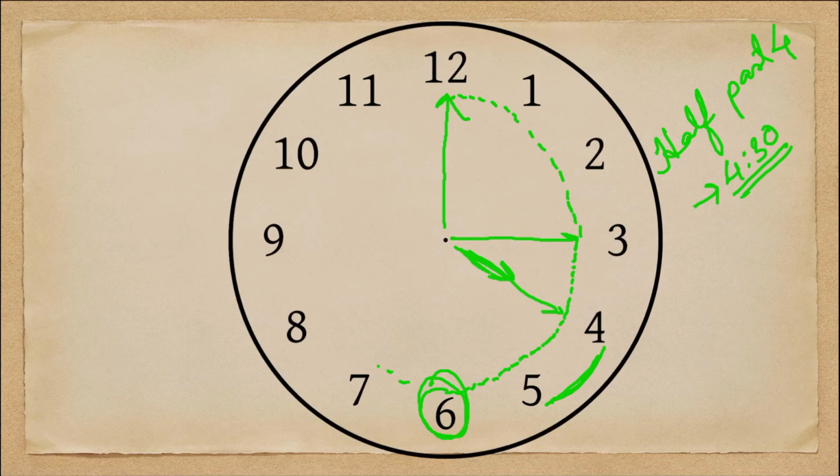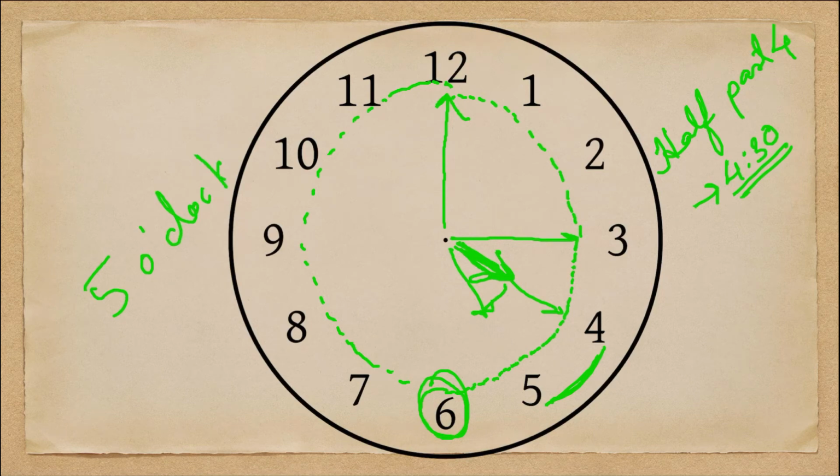Now it will continue moving and again it will come to 12, and by this time the hour hand will move from 4 to 5 and the time will be 5 o'clock. So this is how we have to read the clock.